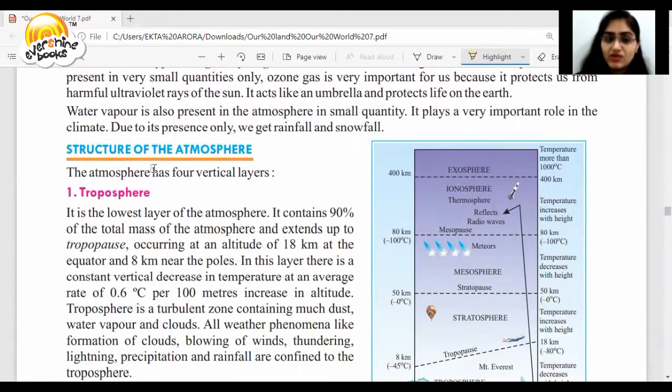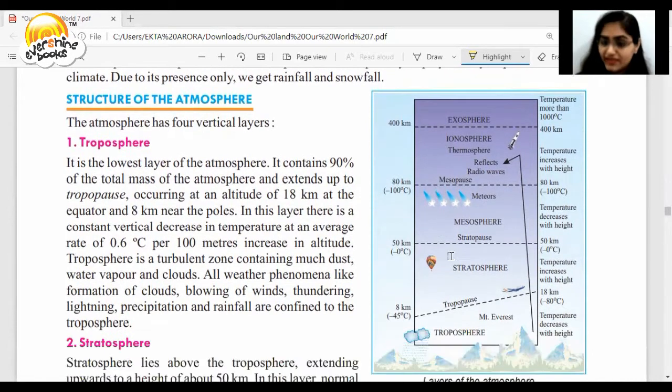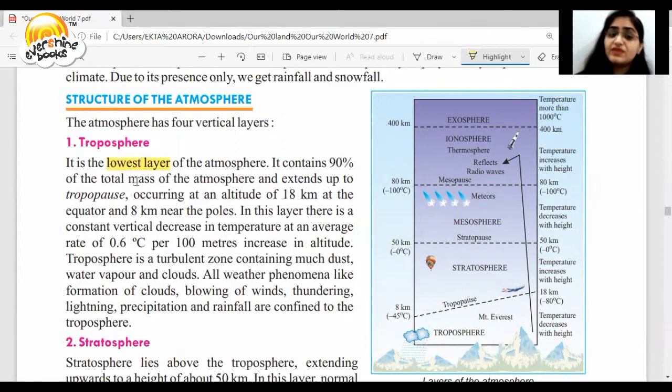Now, this is the structure of atmosphere. It has five layers: troposphere, stratosphere, mesosphere, thermosphere, exosphere. The troposphere is the lowest layer. It contains 90% of the total mass of the atmosphere. At the poles, it extends to a height of 8 kilometers, and at normal places, the height is 18 kilometers.